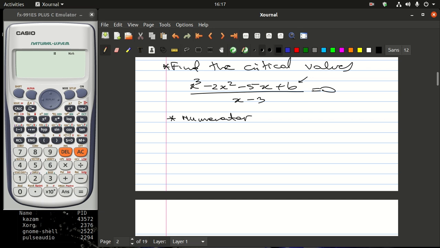We want the values of x that make this equal to 0. In other words, the numerator equal to 0. So we want x cubed minus 2x squared minus 5x plus 6 equal to 0. Now, if you have this here, how can we solve for this? This is a cubic. Is there any common factor here? Because the first thing you want to do when solving for x is to make sure that, if possible, you factorize. When you factorize, things will be easy. So how do we factorize this?